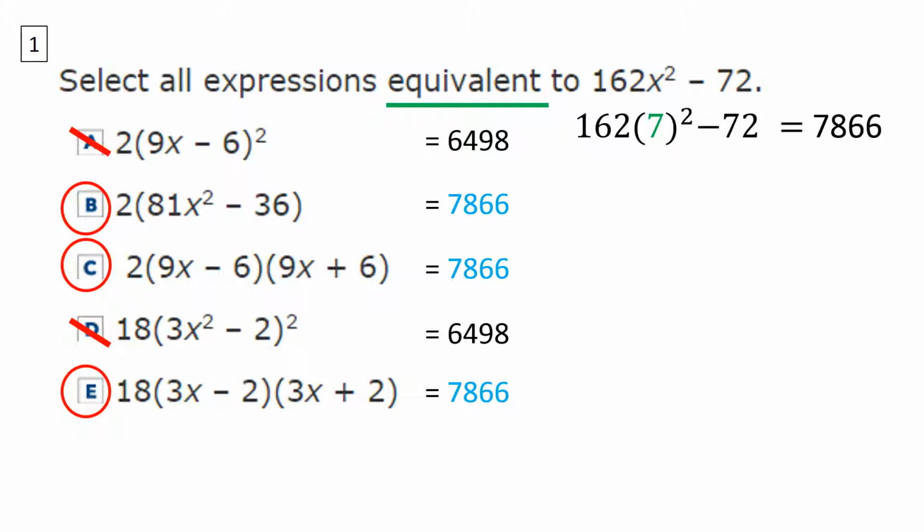Why not D and A? Well, both of those have parentheses squared. Now, if you square parentheses, you've got to FOIL it out. 9x minus 6 times another 9x minus 6 will give us 3 terms, not just these 2 terms. The only thing that factors and gives us those 2 terms is a difference of squares, like C and E had.